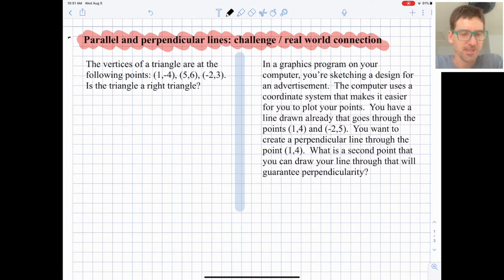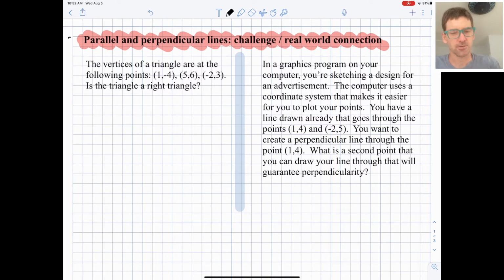So our first problem is: the vertices of a triangle are at the following points. We have 3 different points on a graph, and we're wondering, is the triangle a right triangle? One quick way, which we're not going to do, would be to plot these points up on Desmos and just see if it looks like a right triangle. But even if it looks like one, we might want to be extra confident. So this problem basically turns into finding a bunch of slopes and seeing if any of the slopes are negative reciprocals of each other.